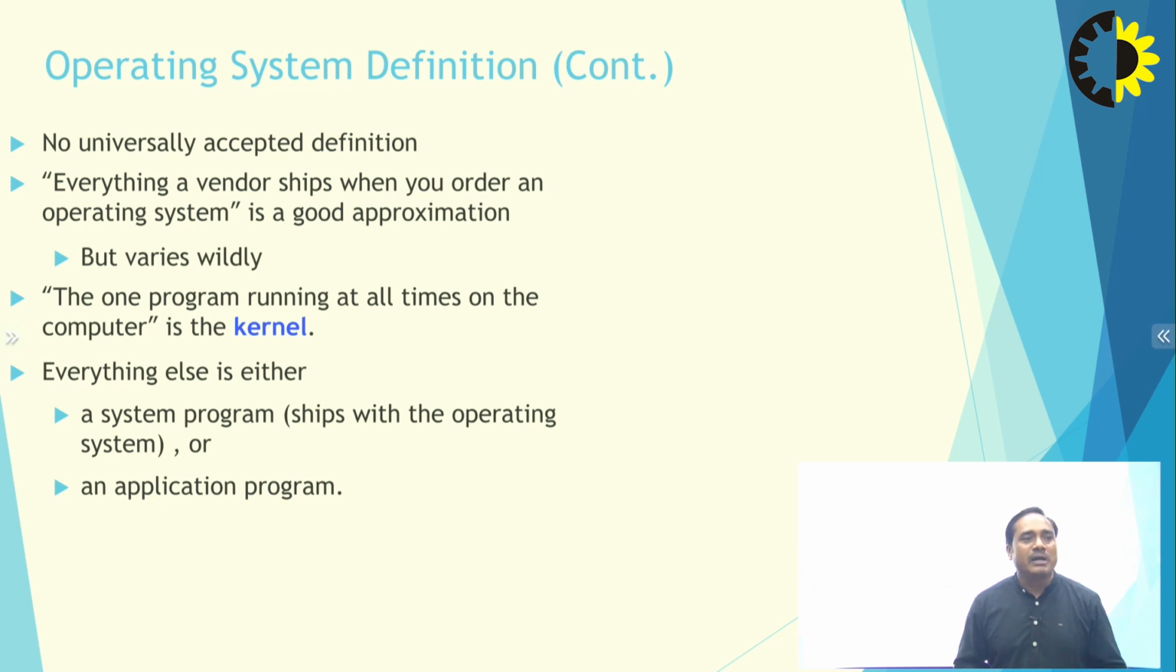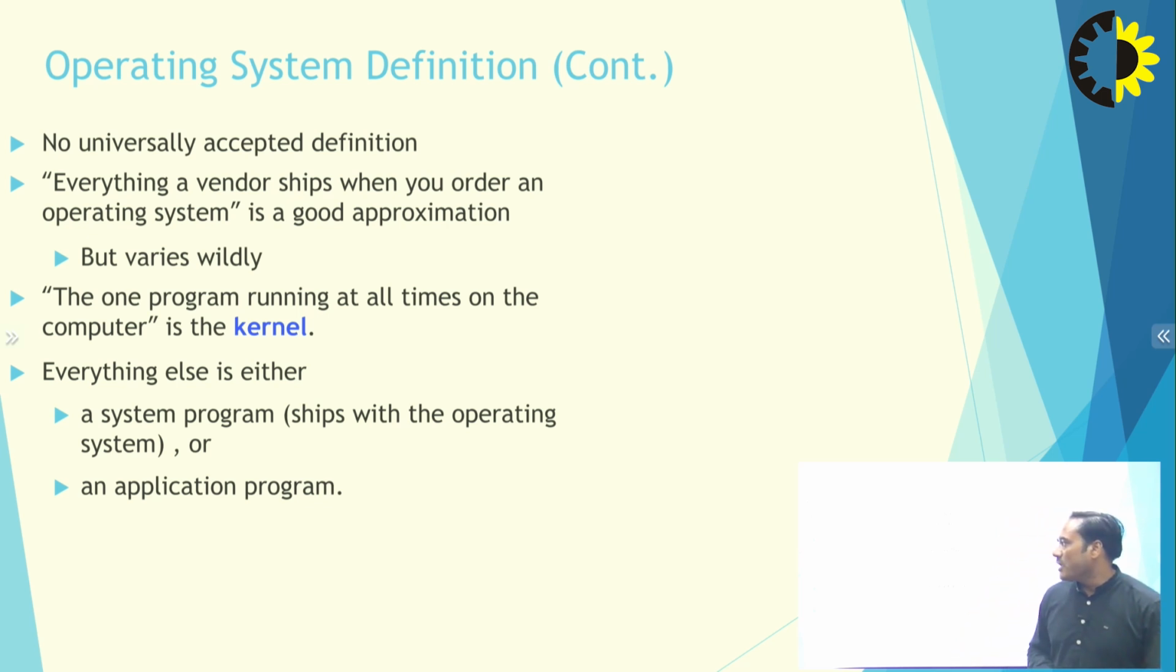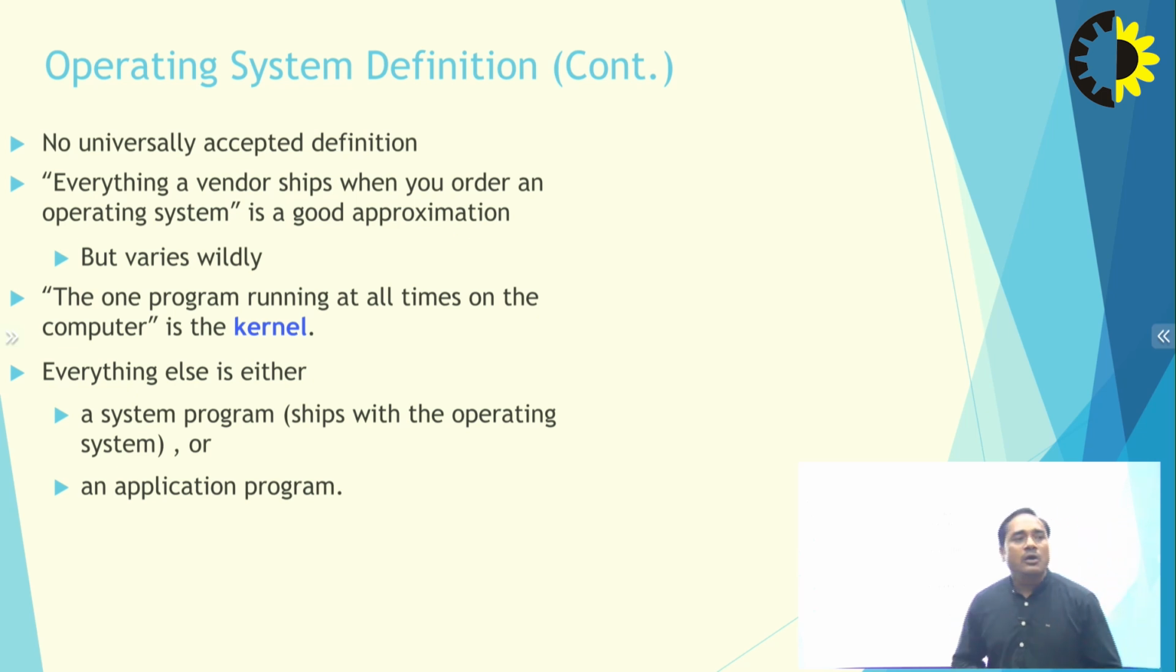So as per the demand and as per the security, the operating system varies as per the requirement. Different operating systems can be taken as per the requirement and demand. Now, the one program running at all times on the computer is called the kernel. So what is the kernel?